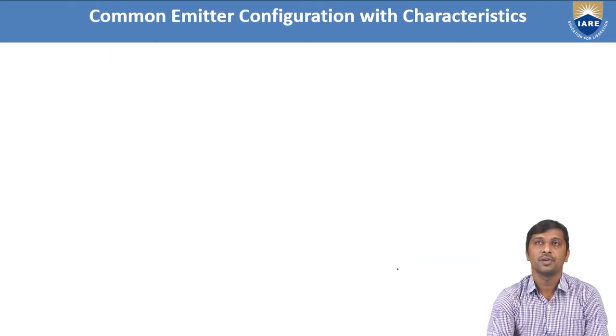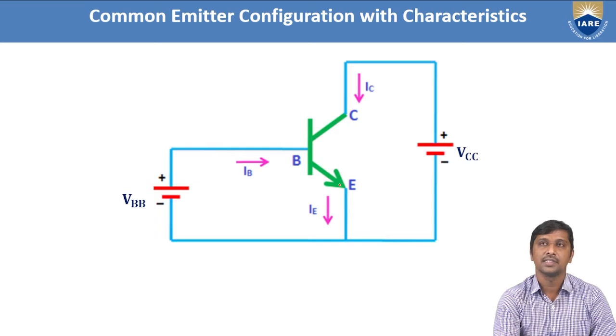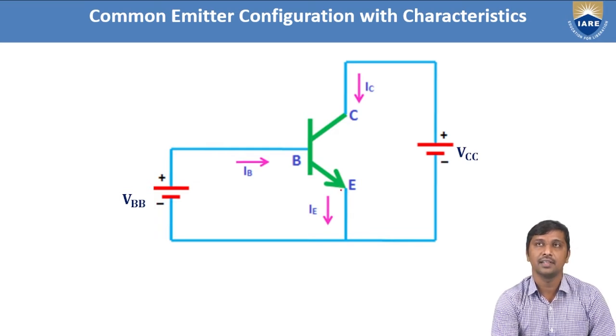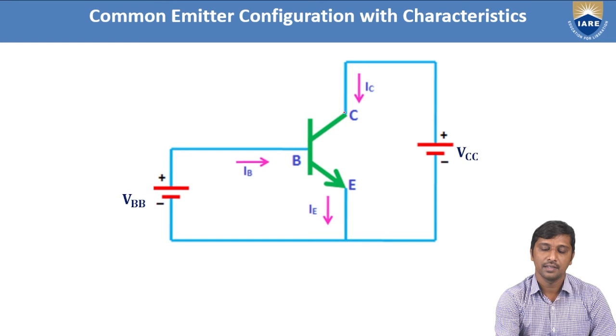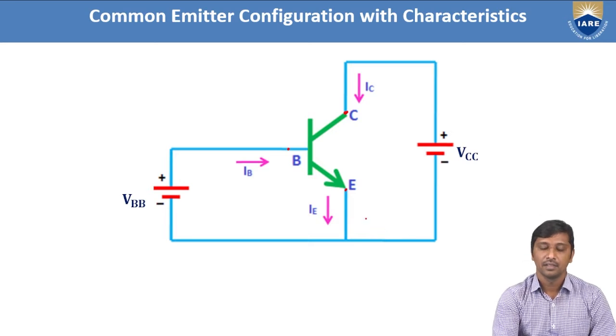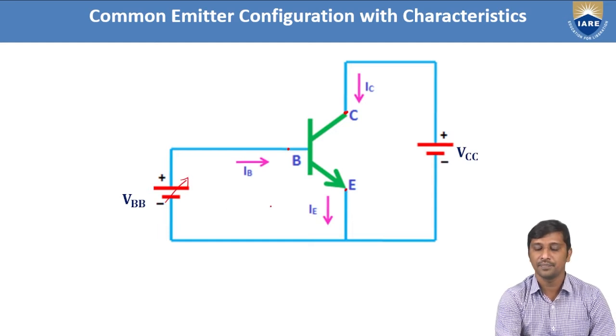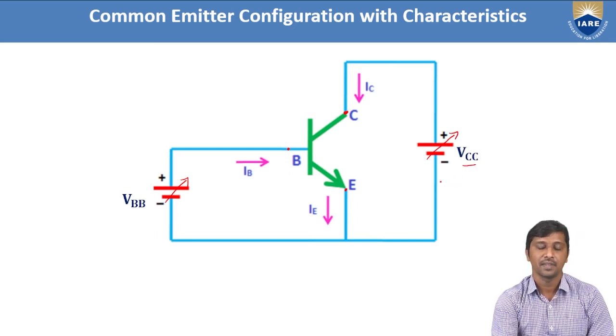Now I'm going to replace this NPN with a symbolic representation of the transistor. We know that this is the symbolic representation of the NPN transistor. And this is the collector terminal and emitter terminal, and this is your base terminal. The input side is biased with forward bias through VBB, and on the output side we made reverse biasing with the biasing energy VCC.